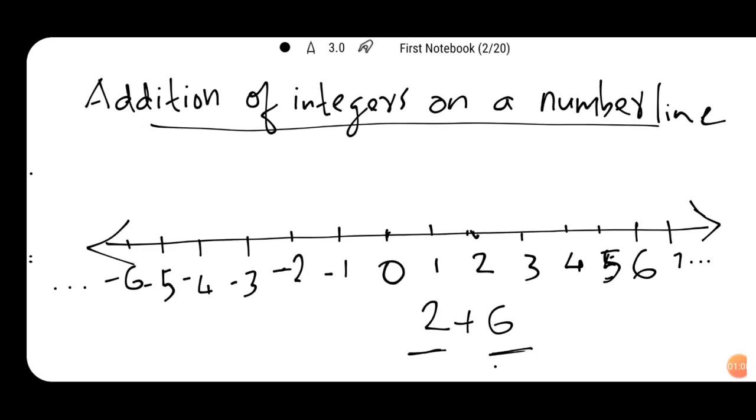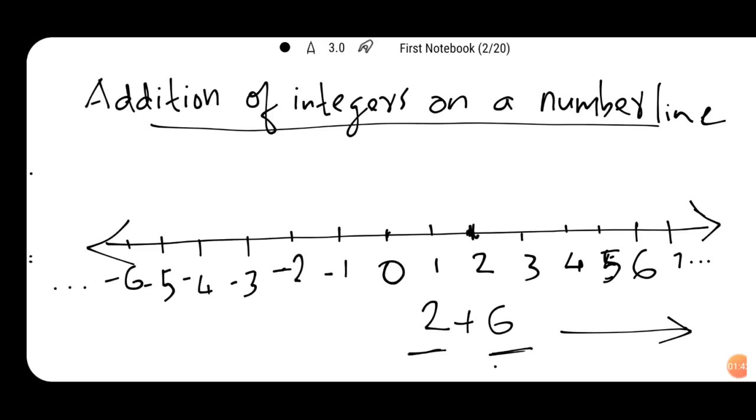So let us start from 2. We want to add 6 to it. 6 is a positive number, so if it is a positive number, we want to move towards right of that 2, where that 2 means the first number. Whichever be the first number, if it is negative 2, then you want to move towards right of negative 2. Since here it is positive 2, we will move towards right of positive 2.